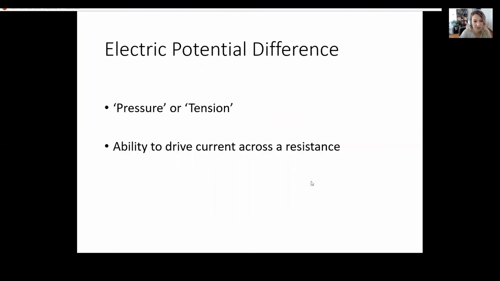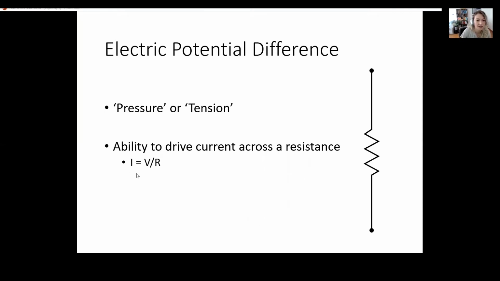So let's go back to our electric potential difference. It's pressure, it's going to drive a current across a resistance. This is the symbol for resistance, and that's really just something that resists current. So by definition, if there's more resistance, we're going to have less current at the same amount of this pressure or drive. So that's Ohm's law.